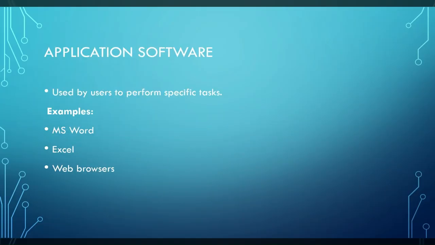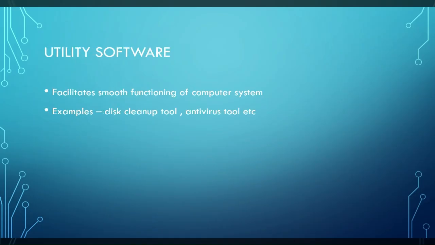Next, we have application software. These are the softwares that we install from the Play Store. For example, if I am installing Instagram, Facebook, Snapchat, or any Microsoft application in the phone, then that comes under application software. So these are used by users to perform specific tasks, and examples include MS Word, Excel, and web browsers. You can use Yahoo, Google, or any other web browser that you like. So this is application software. They are basically created to help the user.